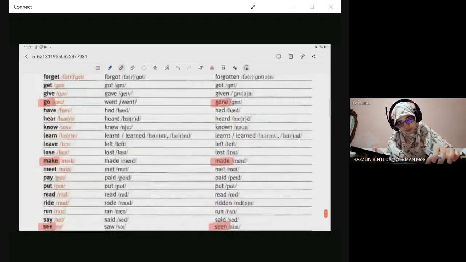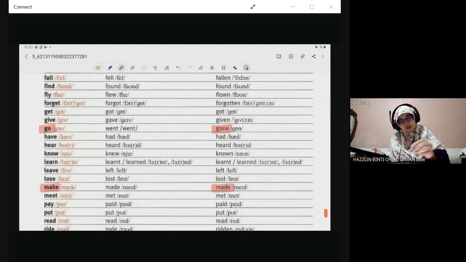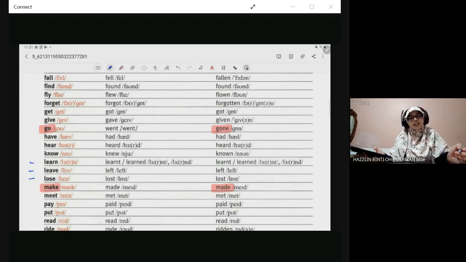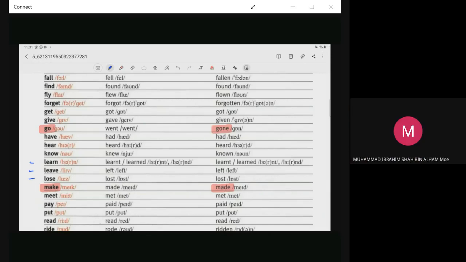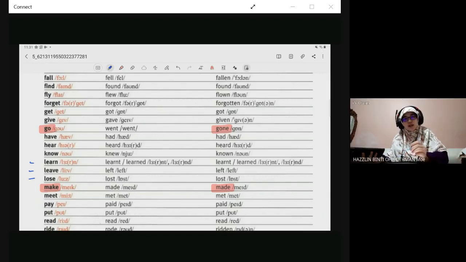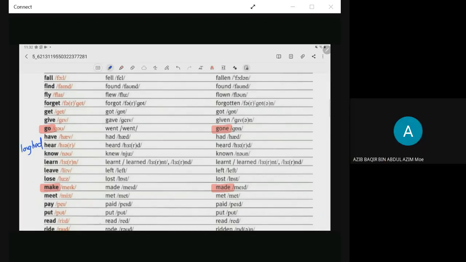Okay, let's look at the next one. Laugh. Okay, if you see here, we have learn, we have live, we have lose. Laugh is not in the list. What does that mean? That means that laugh is a regular verb. And remember, for a regular verb, we add ed. It becomes laughed. Did you get that correct? Yes. Very good.